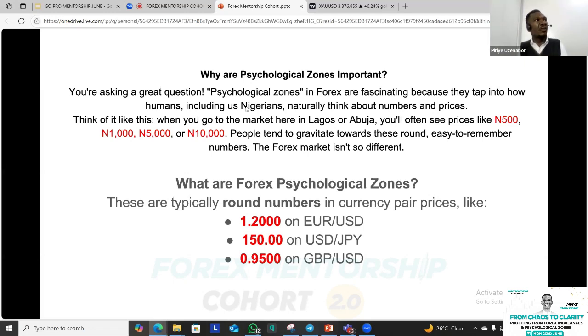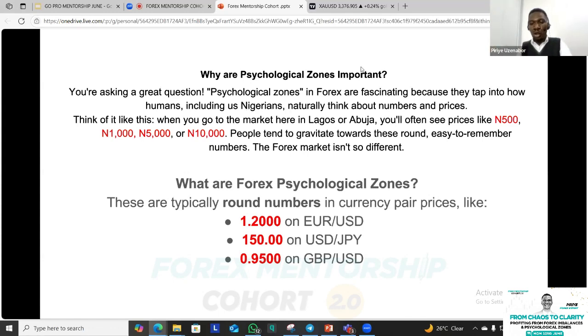Example, you want to buy fuel, or let's say you want to buy something in the market, and you see something for 5,000 and something for 5,100 naira. You would tend to gravitate towards that 5,000 naira price mark. That is how psychological level operates.